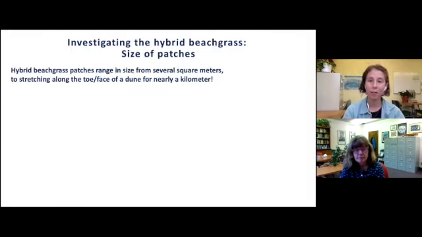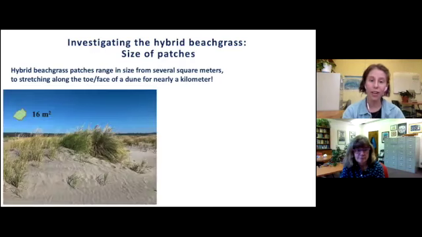The last thing I want to note about the hybrid patches is that there's a wide variety in the size of patches that we see. So on the smaller end, there's this patch in Ocean Shores, Washington. It's just a few square meters and it has really dense clumped stems, including hybrid flowers. You can see how the hybrid flowers here are taller than those around them too.